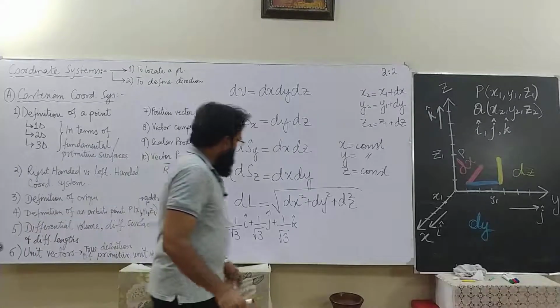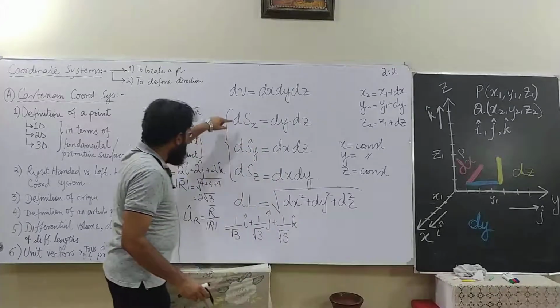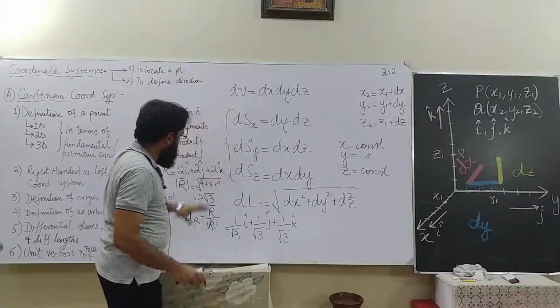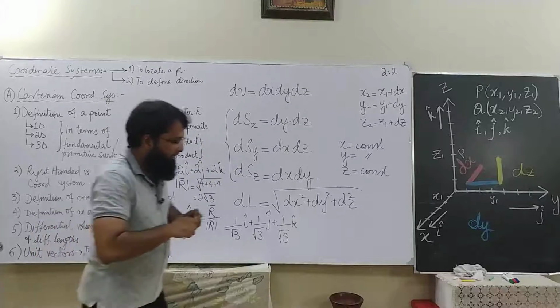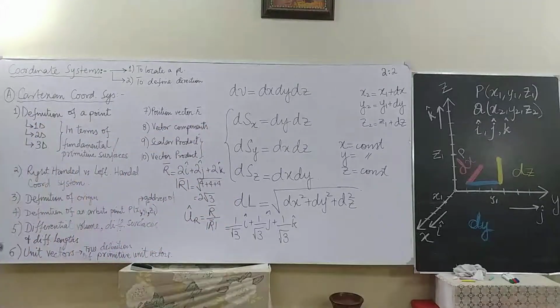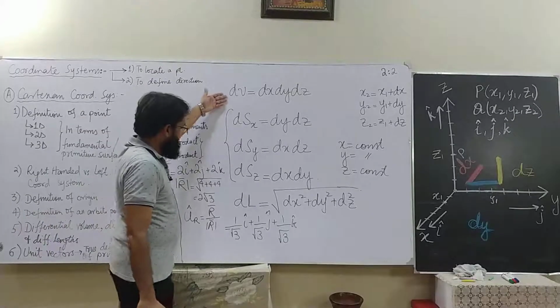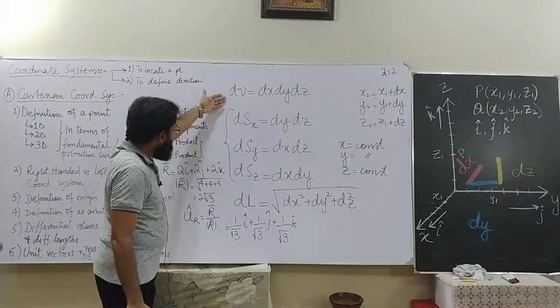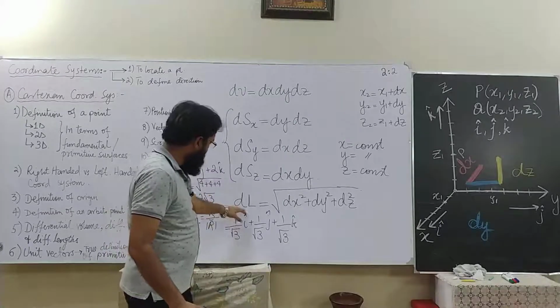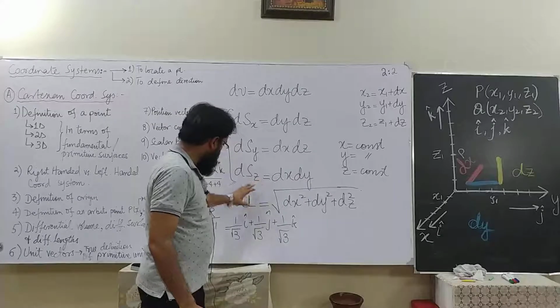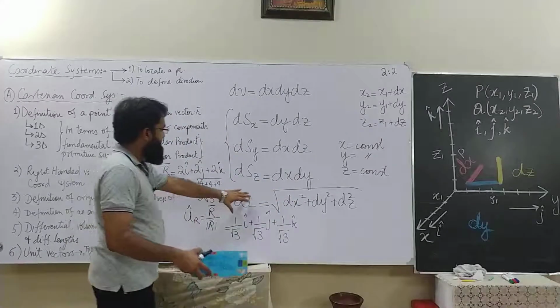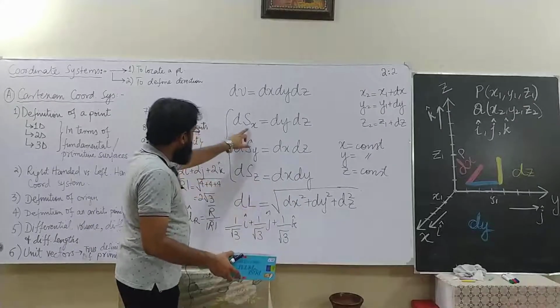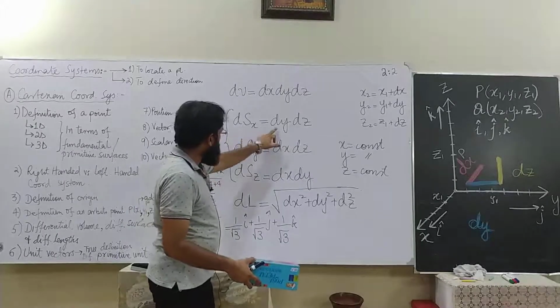Okay, so now I just told you that these formulae are incomplete. Yes, they are incomplete because the formula for differential surfaces is not a scalar quantity, it's a vector quantity, unlike the volume or the length. I'll talk about that later on. So, dsx is equal to dy dz.